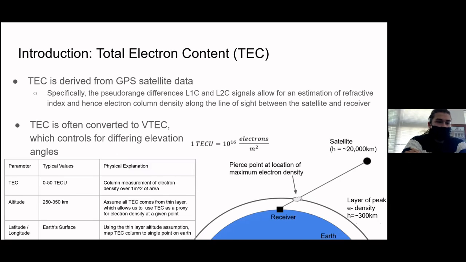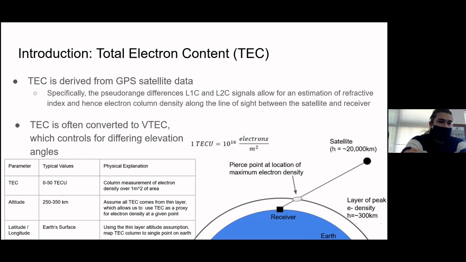And if you have two frequencies and you get two different answers, well, the delay is actually a function of the refractive index between you and the satellite. So assuming that what's between you and the satellite is not free space, you can estimate the refractive index if you have two different frequencies. And that's what GPS TEC does.